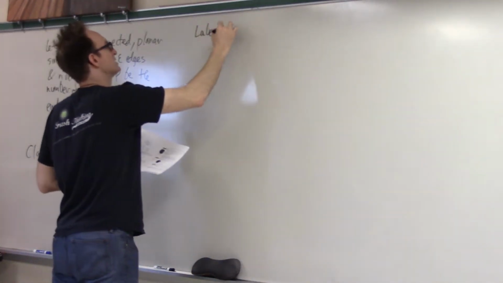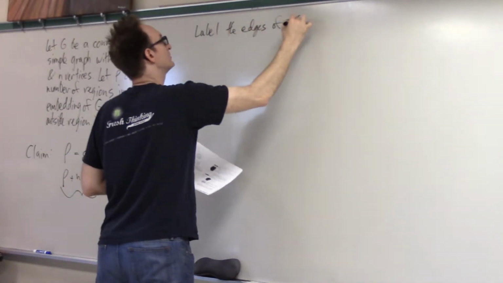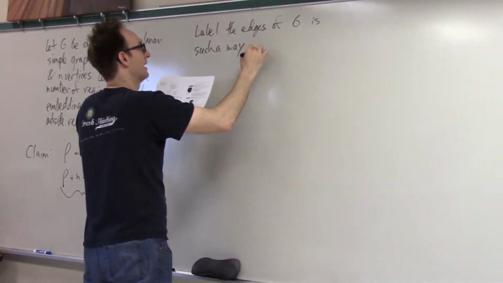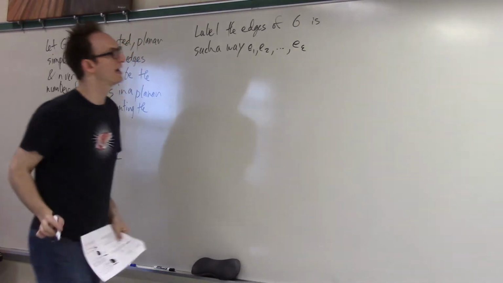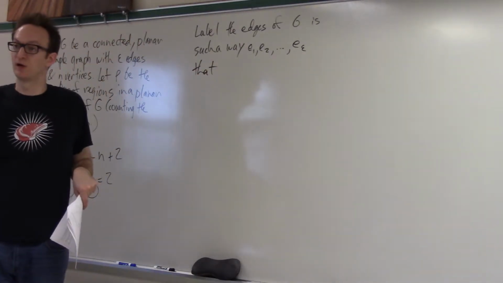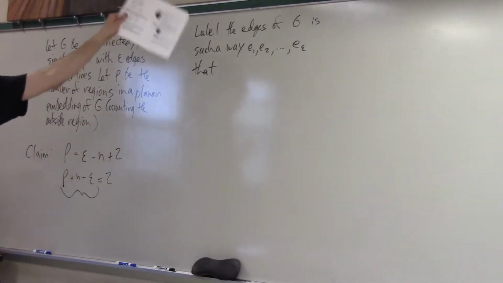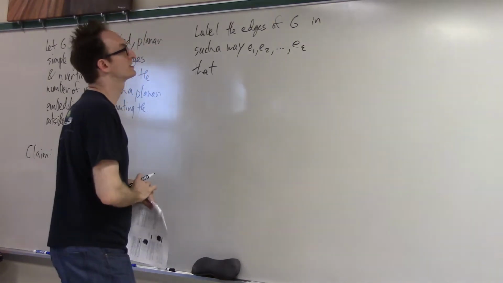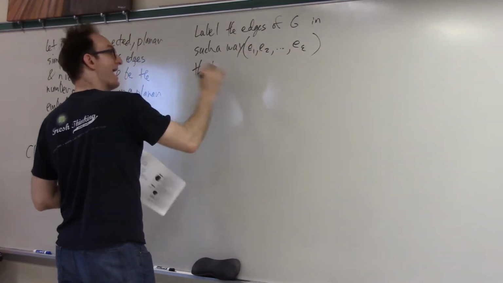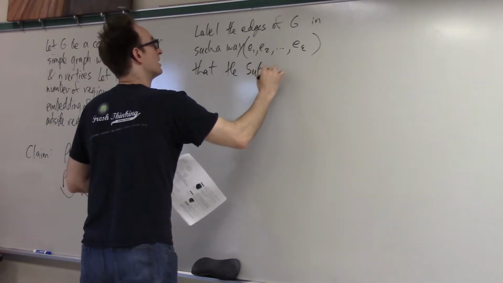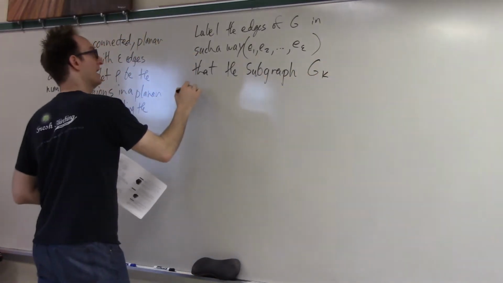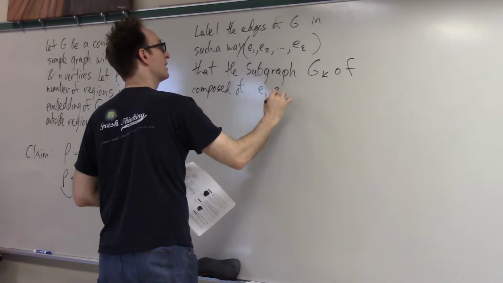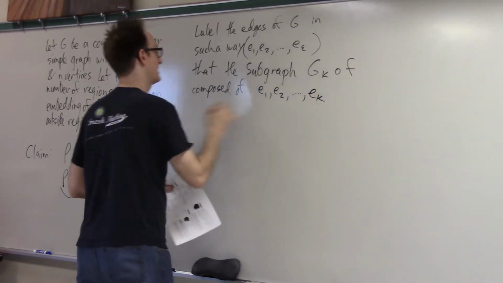Label the edges of G in such a way, E1, E2, all the way up to E epsilon, that the subgraph G_K of G composed of edges E1 through E_K is connected.